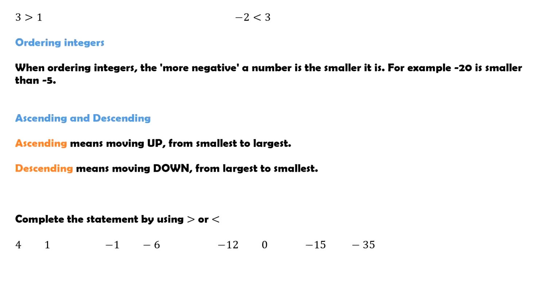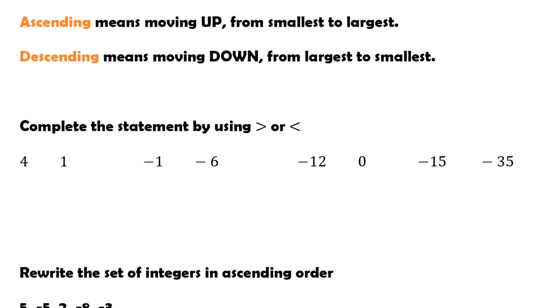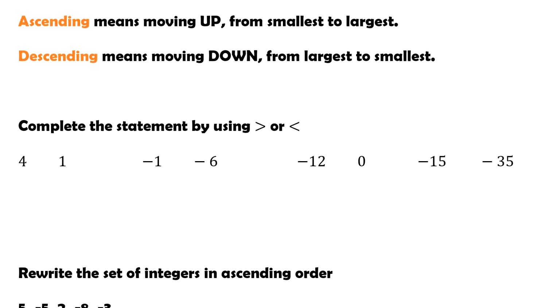Now if we move on, we're looking at ascending and descending. Ascending means moving up, so going from smallest to largest, and descending means moving down, going from largest to smallest. So here's our first question. Complete the statement by using greater than or less than.